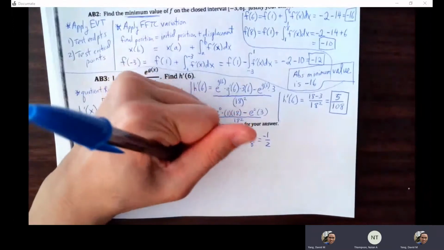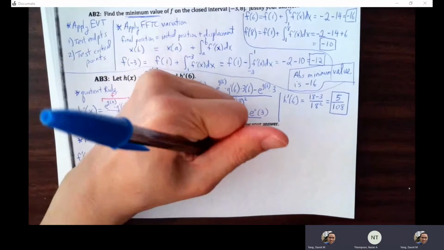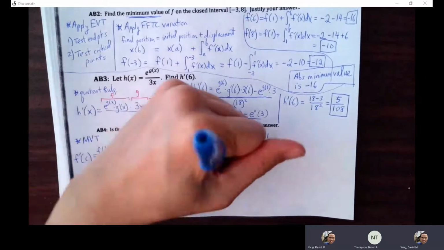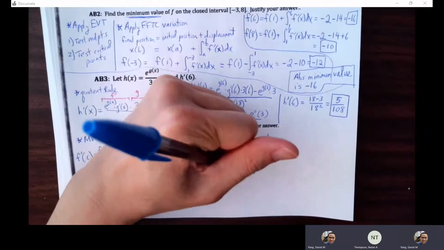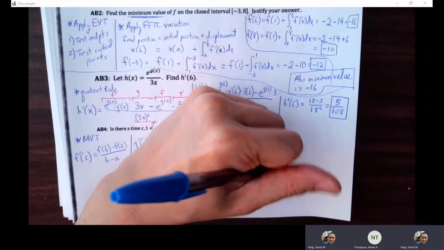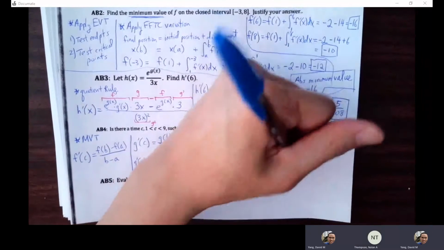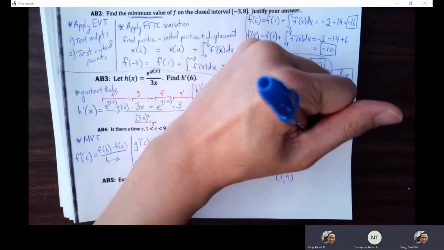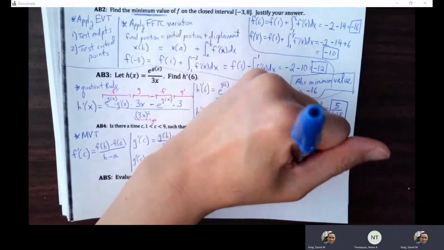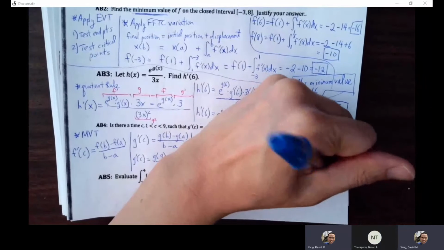So we can say by mean value theorem, since g of x is continuous on the closed interval from 1 to 9 and differentiable on the open interval from 1 to 9, there must be at least one value c on the interval from 1 to 9 such that g prime of c is equal to -1/2.